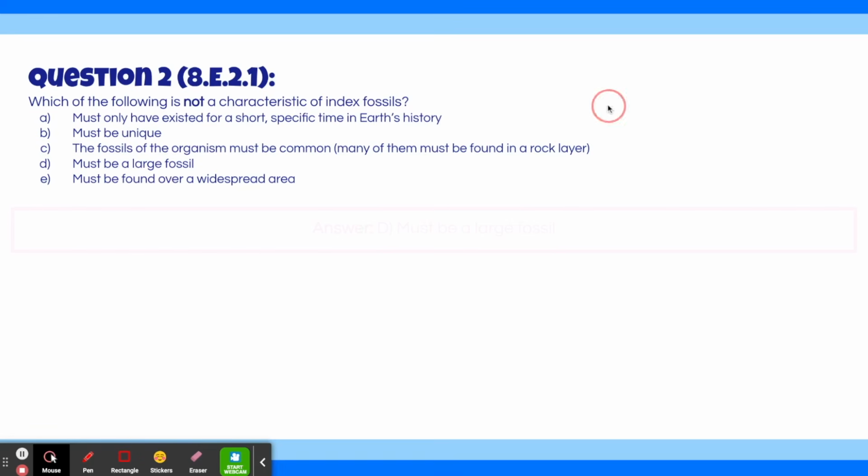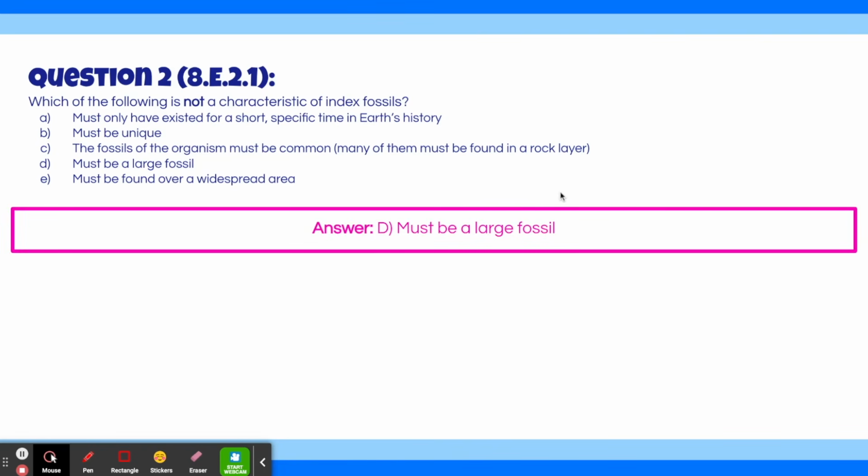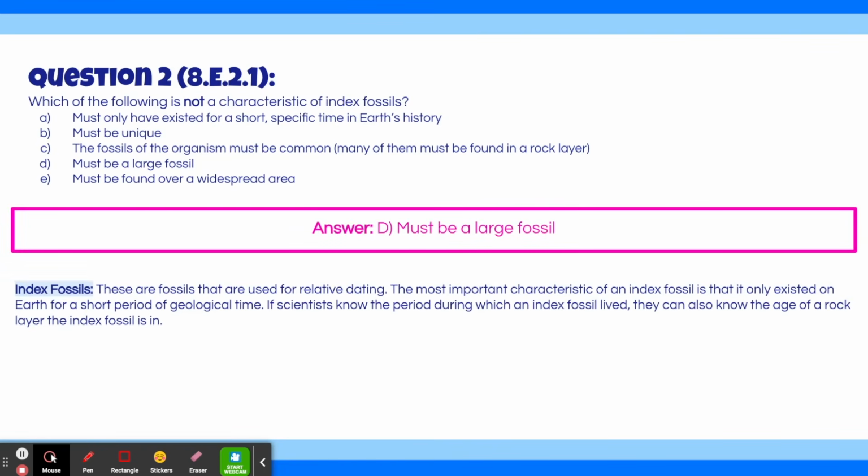The answer is D. Must be a large fossil. Index fossils are fossils that are used for relative dating. The most important characteristic of an index fossil is that it only existed on Earth for a short period of geological time. If scientists know the period during which an index fossil lived, they can also know the age of a rock layer that the index fossil is in.